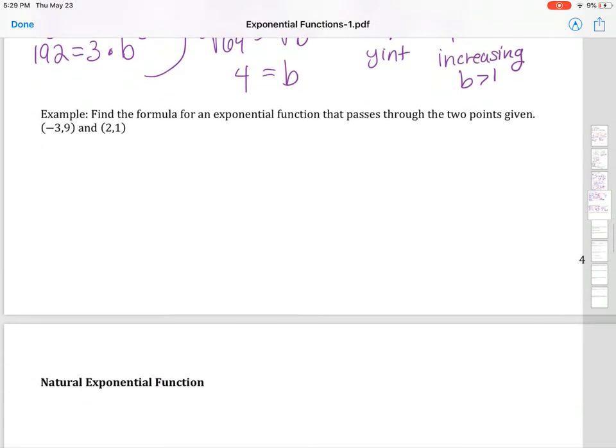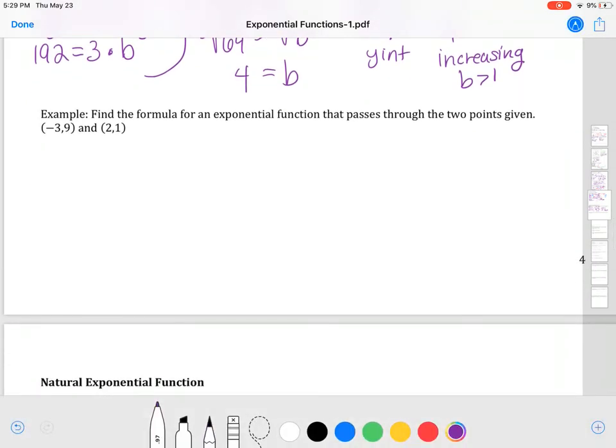Okay, in the second example, there's a little bit more work involved in this one because they don't give us our value of a. If you notice, we don't have the y-intercept here because we don't have the point in which we have 0 for x and some other value for y. So when we have that case, what we have to do is set up 2 different equations, and we're going to have a system of equations of 2 unknowns.